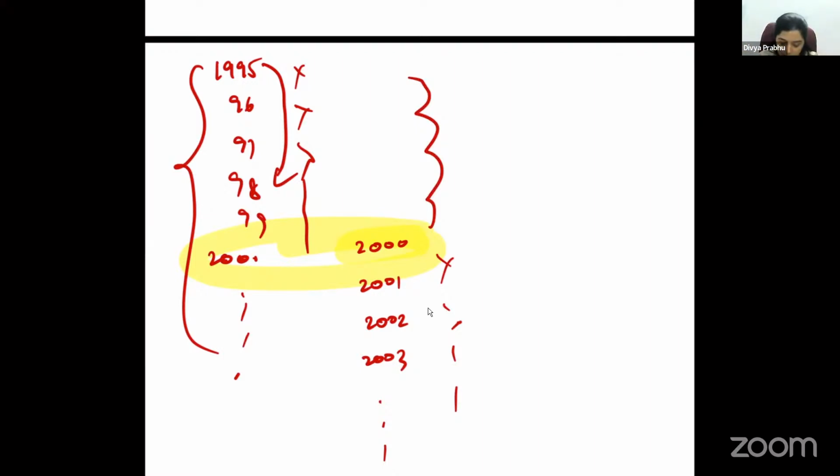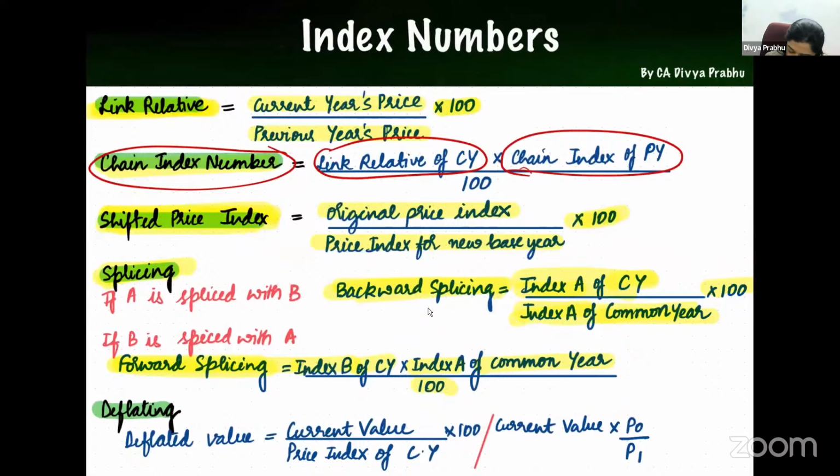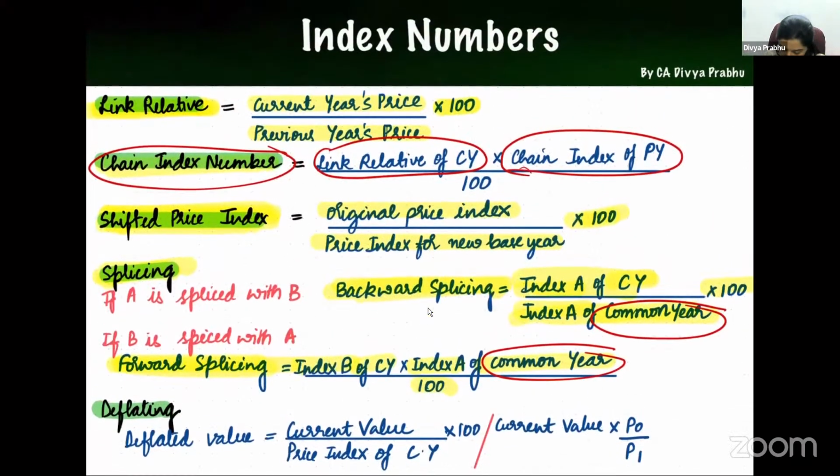When I'm merging, let's say I'm keeping this same and I will change this, which means I will recalculate all the numbers. This is known as forward splicing. So that's how you calculate using this formula. There will be one common year. Use that common year as the base and recalculate the values. Got it? This is splicing.